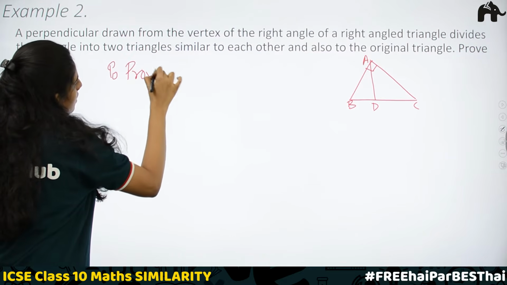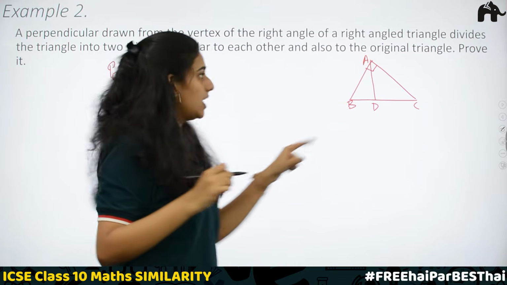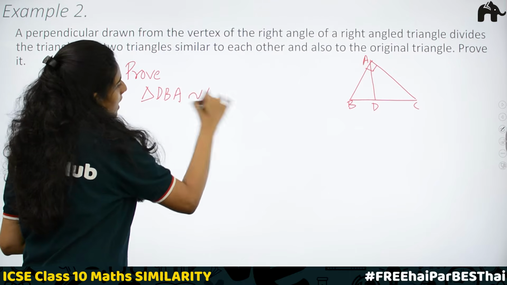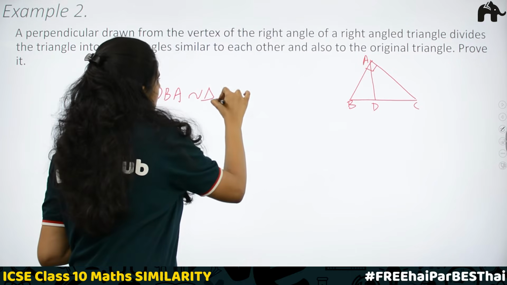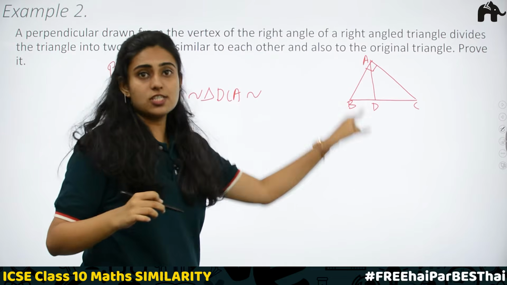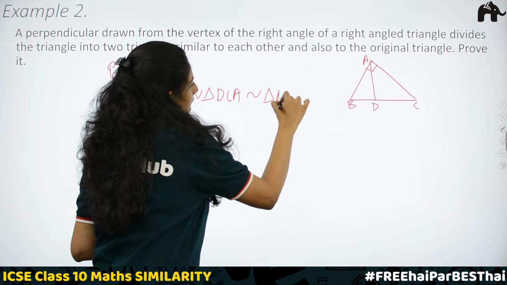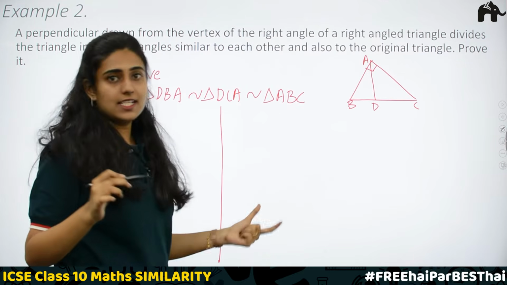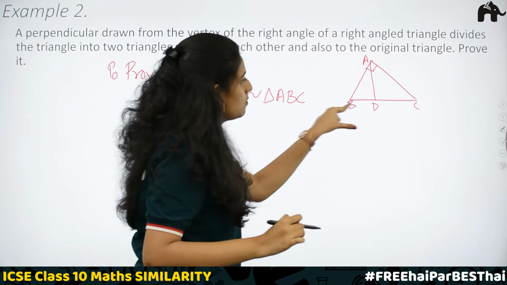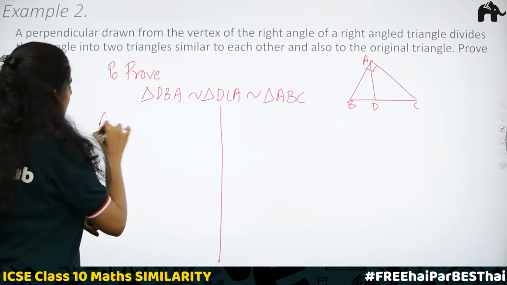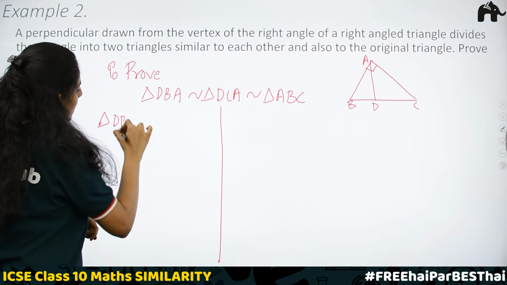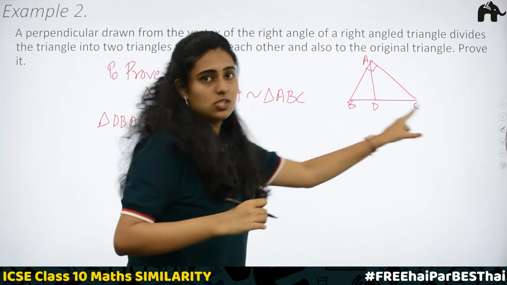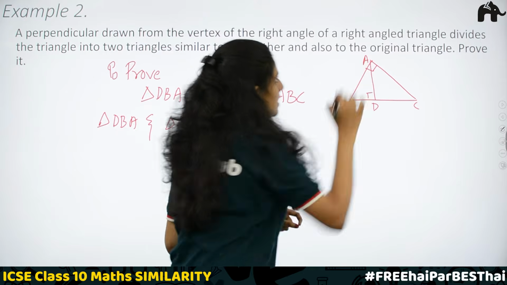We have to prove these 2 triangles are similar, that is triangle DBA similar to triangle DCA similar to the original triangle ABC. Okay, let's start the proof. So first let us consider the big triangle and this small portion, that is triangle DBA and triangle ABC. When you take these 2 triangles, here we have a 90 degree.